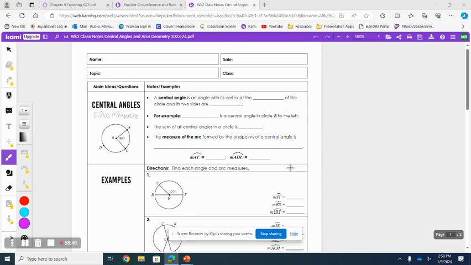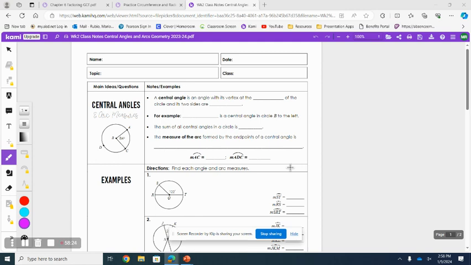The central angles are called central because the apex or the vertex of the angle is located at the center of the circle. Okay, that's why it's called the central angle. And the arc measure is going to be the distance around the edge of the circle. Okay, so the distance all the way around the circle, that's the circumference. But when we're just looking at pieces of the circle, that's called an arc measure.